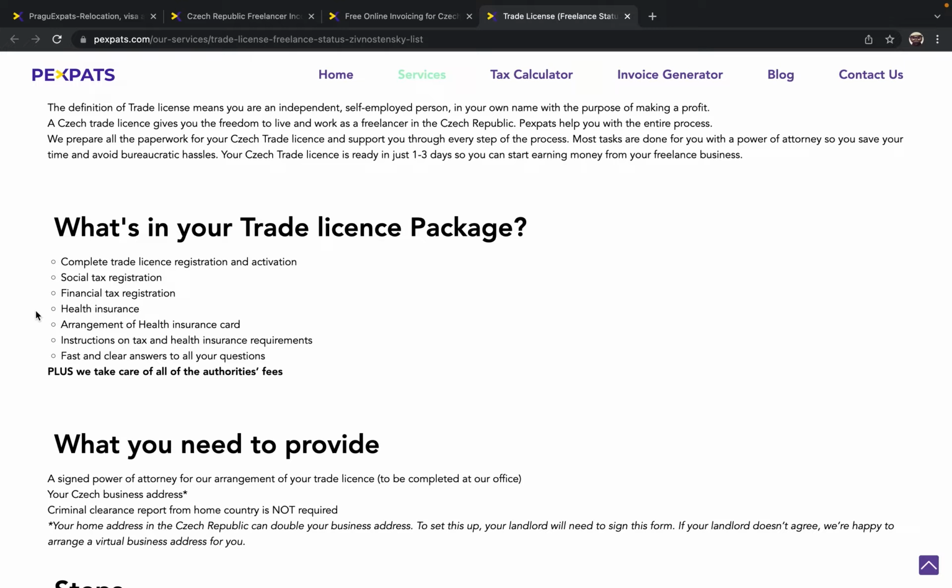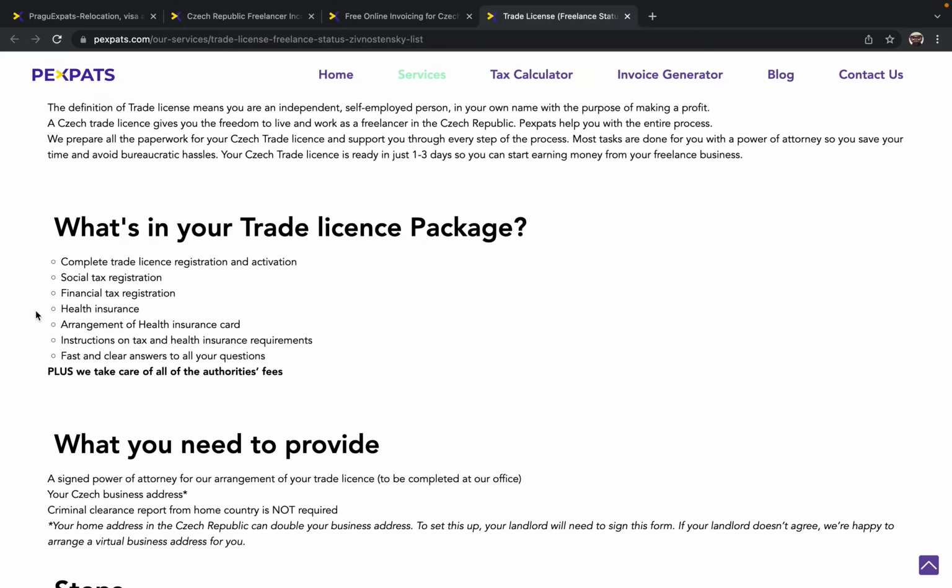Our standard trade license registration service package includes everything. It covers registration fees. We do everything under power of attorney so you don't have to go anywhere. We can register a trade license without needing a criminal clearance report. This is thanks to an agreement with the trade office regarding our European clients. It's even no problem for us to register your trade license without a residency permit.